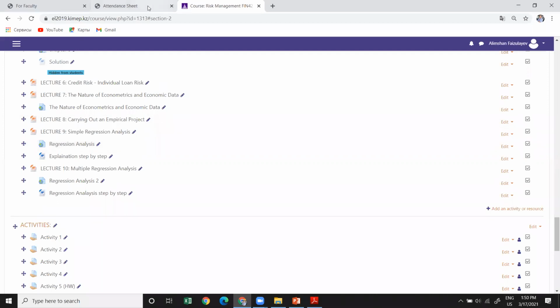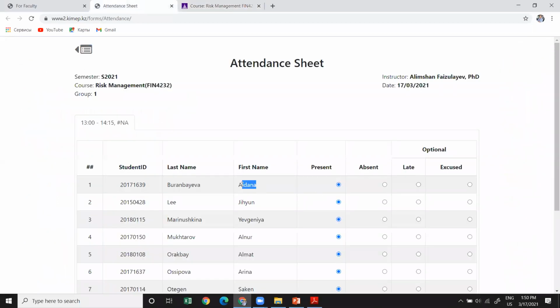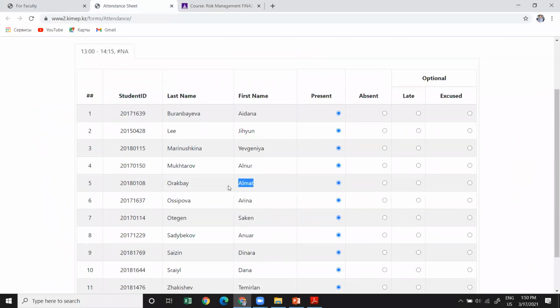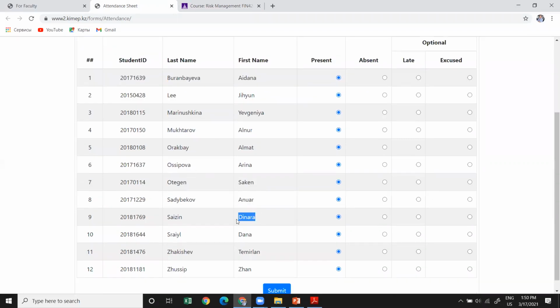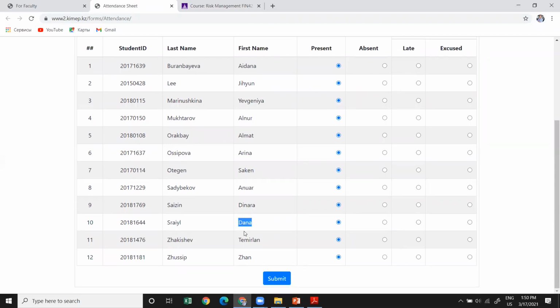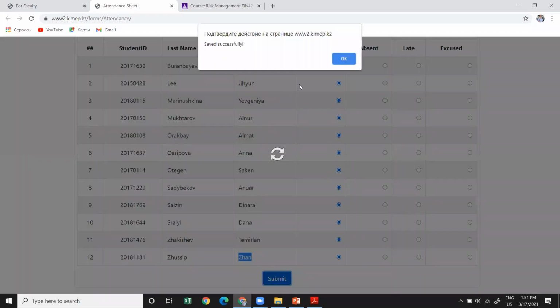Aidana is here. Yes, here. Lee, I'm here. Evgenia, I'm here. Alnur, Almat, I'm here. I'm here. Alina, Almad is here. I'm here. Sakin here, Anwar, Yes, I'm here. Dinara, I'm here. Dana, I'm here. Temirlan, I'm here, Professor. okay, Jean. I'm here, Professor. Okay, everybody's here today.